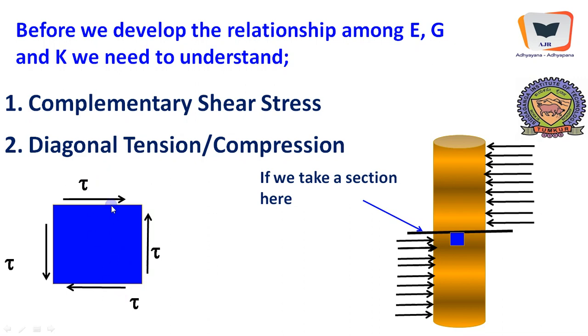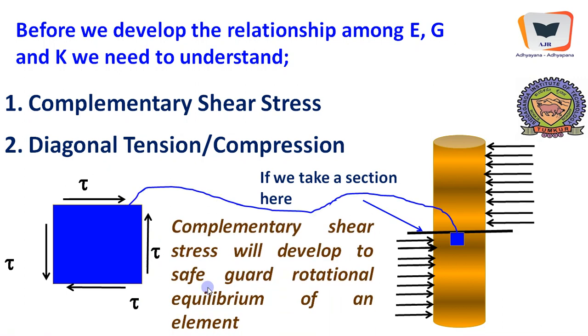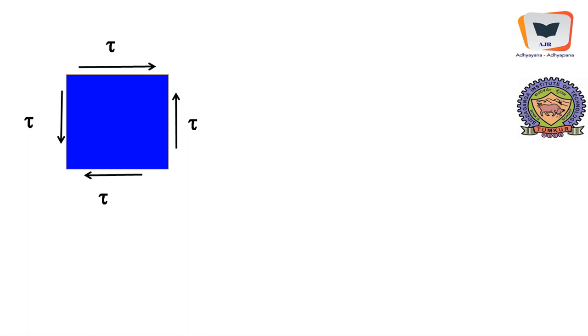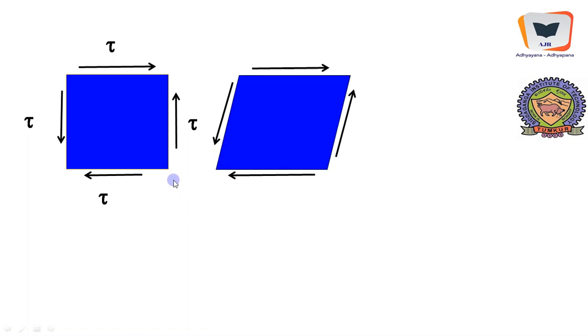These shear stresses, which will be developed in the form of reactions, will be complemented by these two stresses, which will again be considered as reactions on the vertical faces of this particular element. Therefore, it can be said complementary shear stress will develop to safeguard the rotational equilibrium of an element. And we will continue to establish what is the effect of this complementary shear stress and how it should be related with respect to linear stress. The immediate effect of this complementary shear stress is the shape change. A cubical element, or a square, will turn into a rhombus.